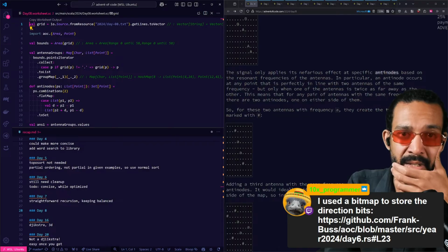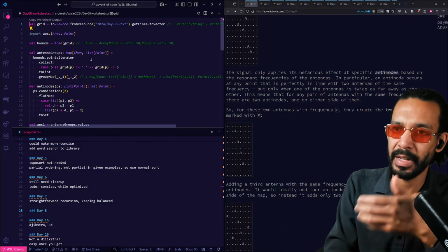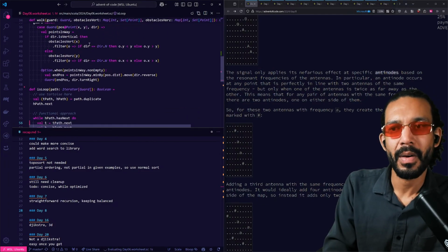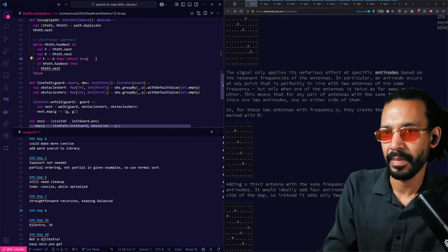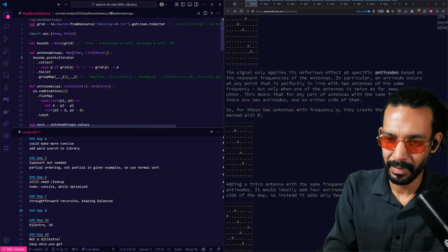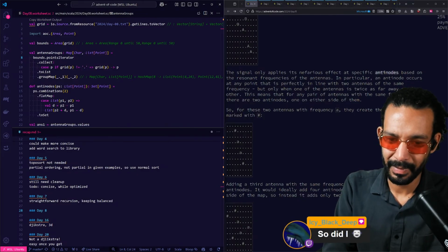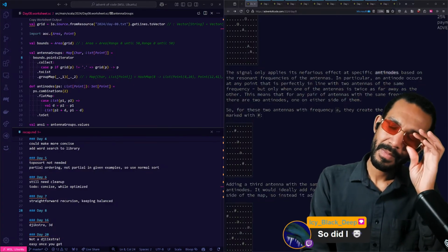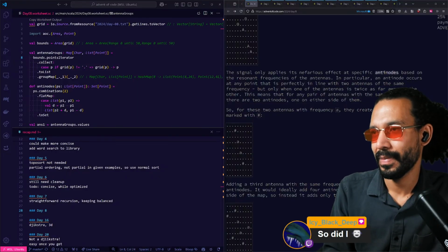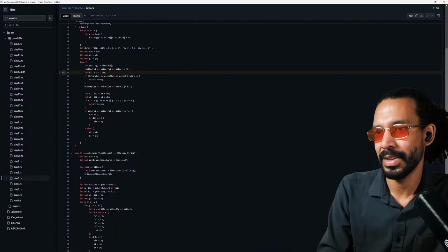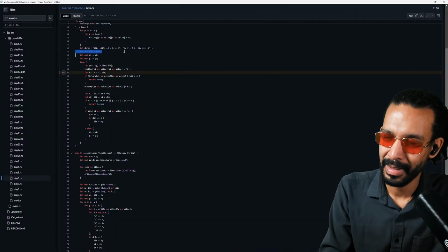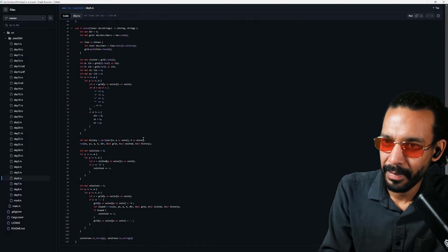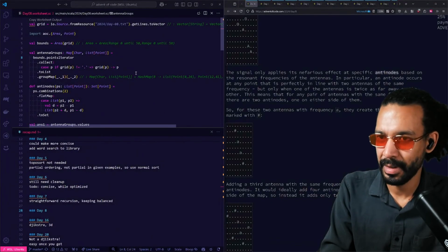Use a bitmap of direction bits for day 6. It was day 6. Oh, okay. Nice. I mean, I used a hash set of state that also included the direction of the position. Yeah, that's a good way to do it.